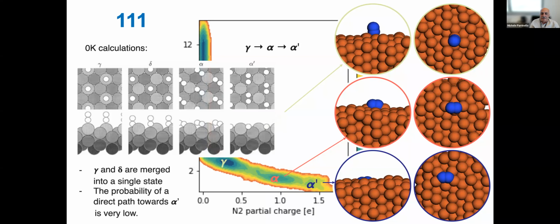And it's very similar to what they said, but at this temperature, it's not possible to distinguish well between the gamma and the delta position.